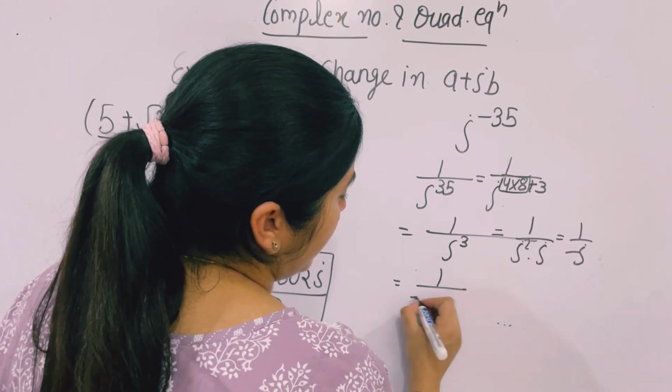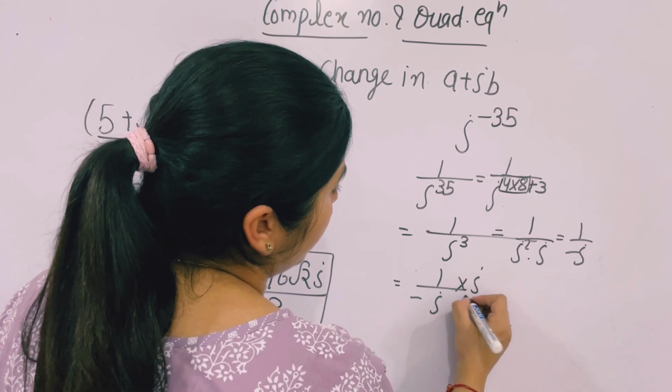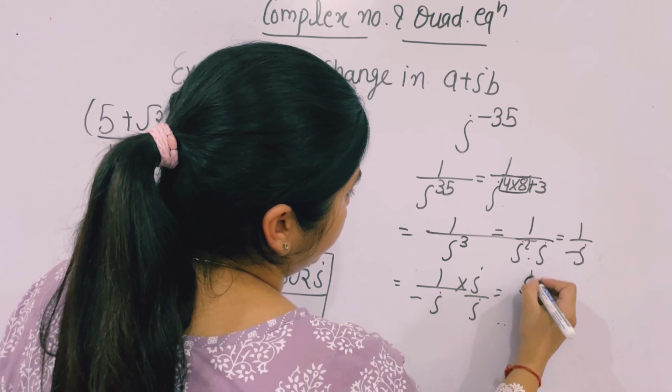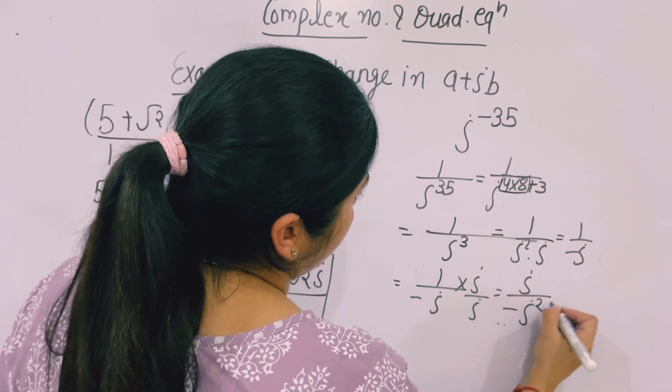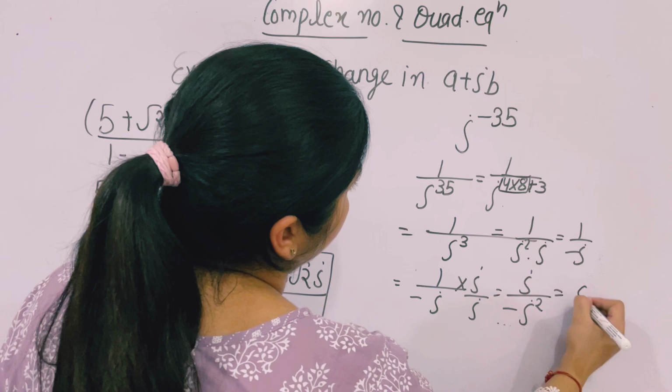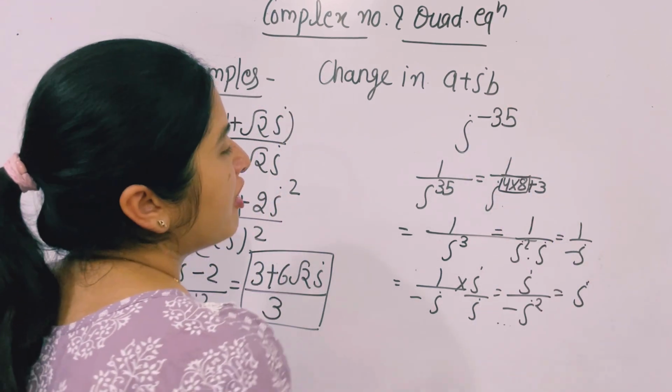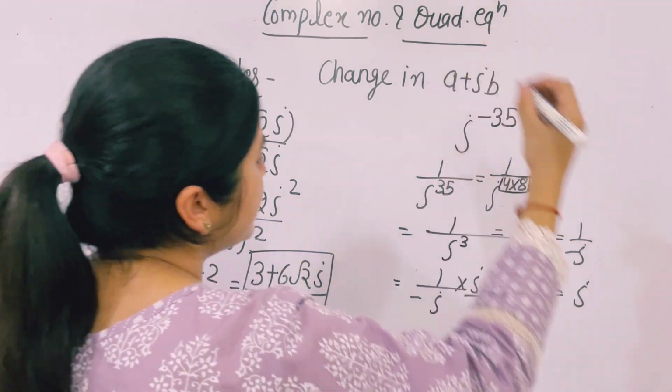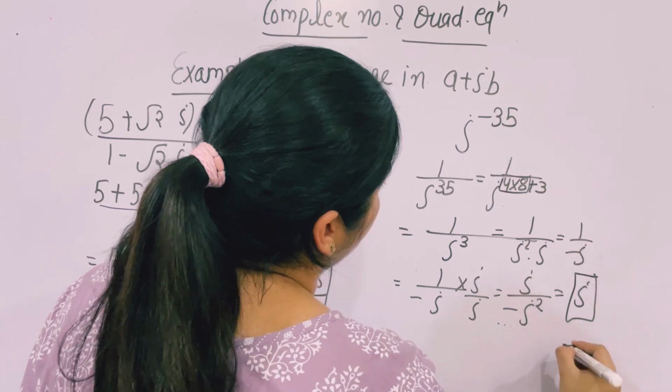Now multiply with iota in numerator and denominator. Minus iota square, which is minus 1, minus minus plus. So iota raised to power minus 35 in the form of a plus iota b will be only iota.